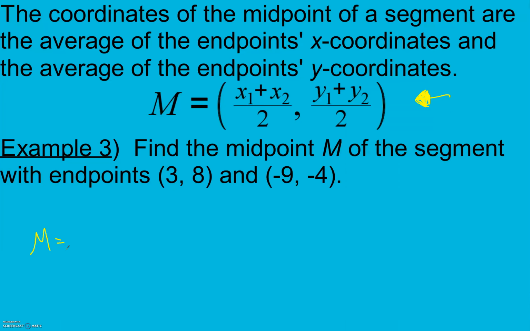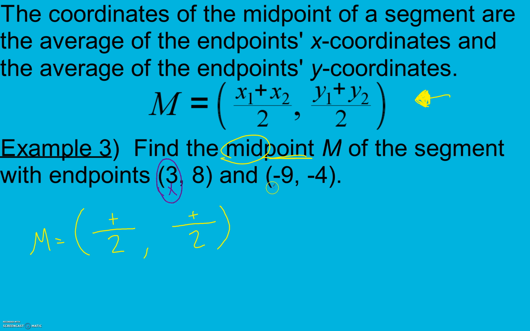So in example 3 here, we're going to find our midpoint. Remember, it still is a point, it's just our middle point. So we're still going to write it as an ordered pair. We're going to find our average. So we're going to set it up, add up our x's, divide by 2 because we have 2 points, add up our y's, divide by 2.